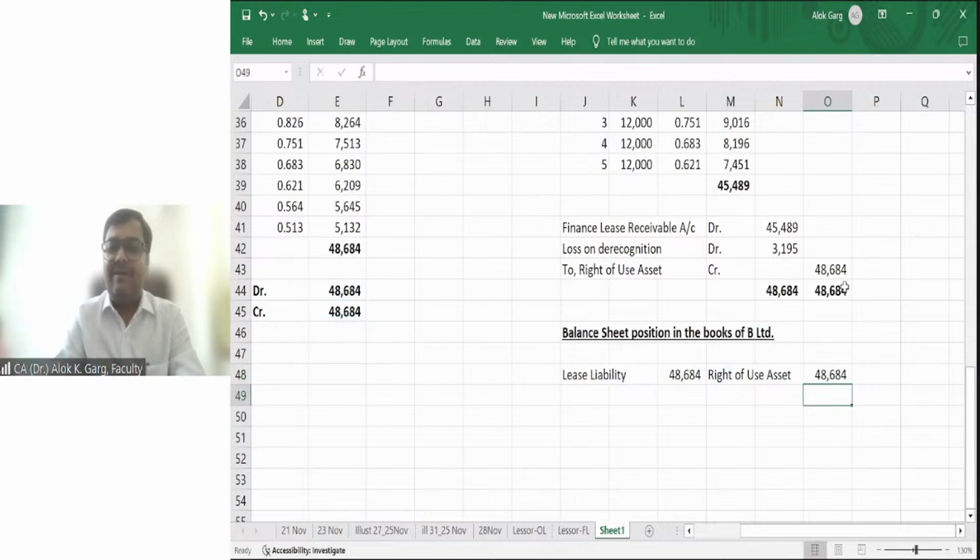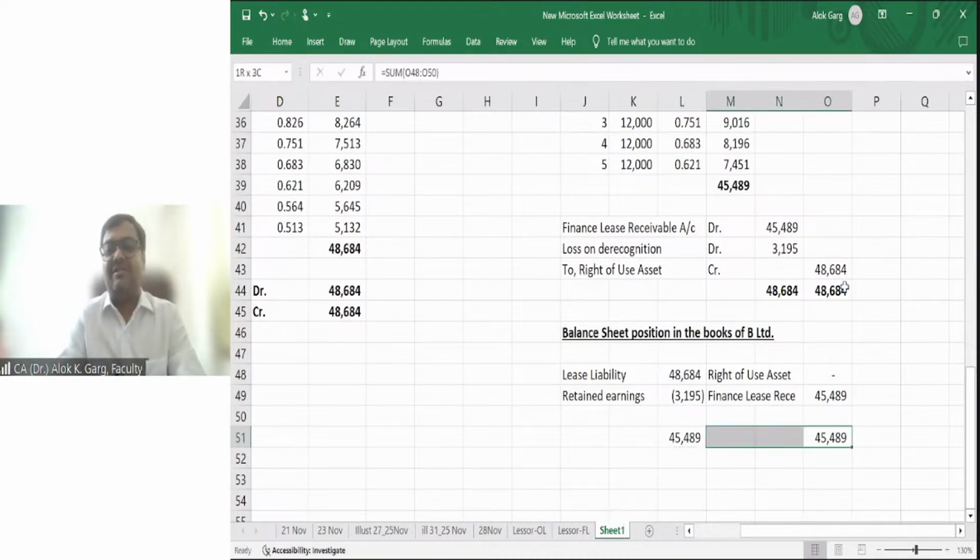48,684. But in the second contract, the finance lease receivable comes into the picture, right? How much? 45,489, right? And this has become zero. Right? And there is a loss which went to the retained earnings. Loss of how much? Minus 3195, right? So this is the balance sheet position of this transaction.